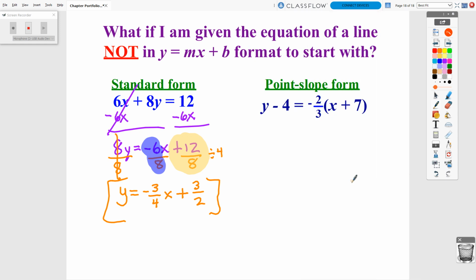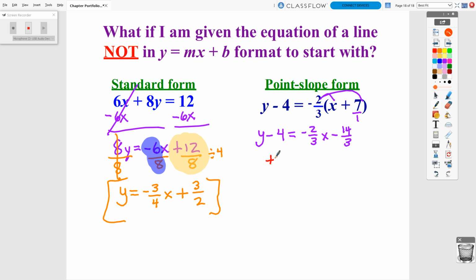Now this one's a little bit nicer to work with in some cases, right? Because we almost have y all by itself. We just got to get rid of this plus 4. But then the other issue is over here, right? We got this negative 2/3 times the quantity x plus 7. So I tell you what, first thing we'll do is we'll distribute the negative 2/3 to both the x and the 7. So I got negative 2/3 x. And then, again, think of that 7 as 7 over 1. Multiply these fractions. This is going to be minus 14/3.